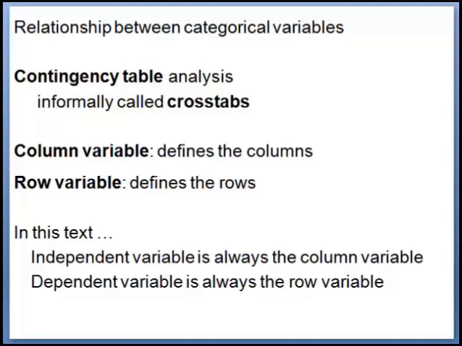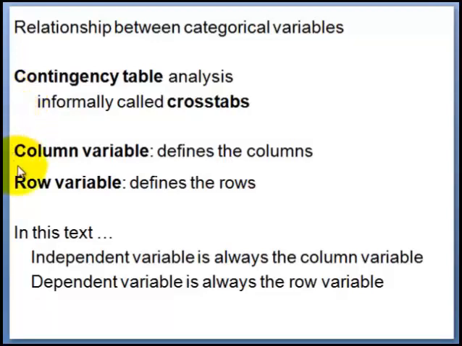The past 15 minutes or so have been an introduction to the concept of relationship between variables, this general notion of values tending to occur together. What we're going to do now is talk about how you measure relationship between categorical variables. We're always going to be dealing with two variables at a time. So one tool for doing so is contingency table analysis, oftentimes called crosstabs.